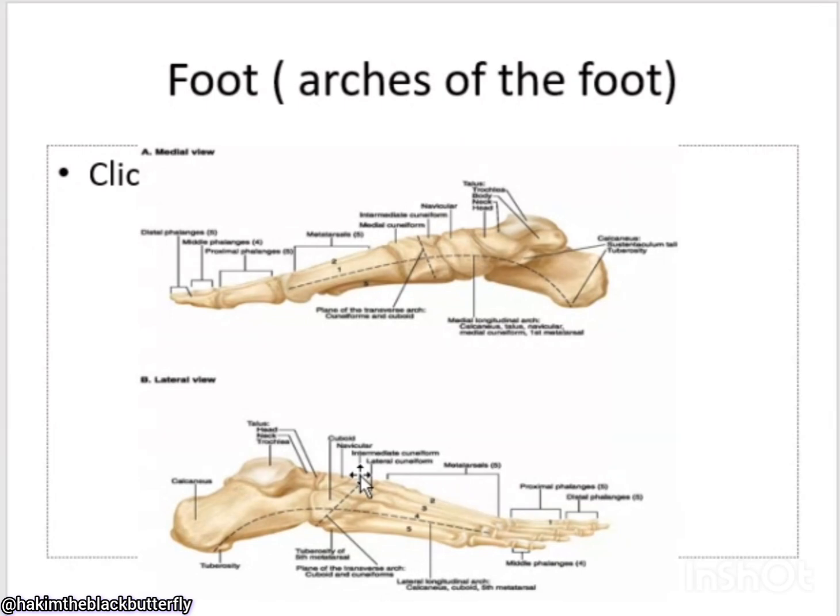So the 3 arches of the foot are the medial longitudinal arch, the lateral longitudinal arch, and the transverse arch. The transverse arch is made up of the cuboid, the 3 cuneiform bones, and the bases of the metatarsal bones. And these arches are compatible with the irregular ground on which we stand, and therefore they stabilize us when we are standing.